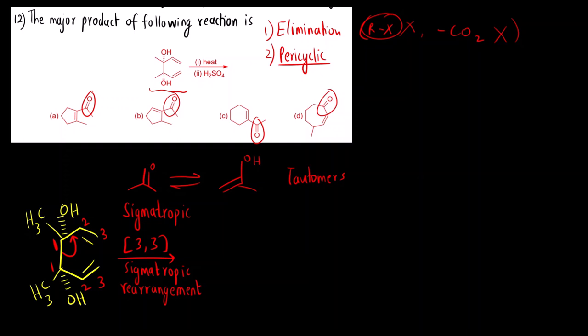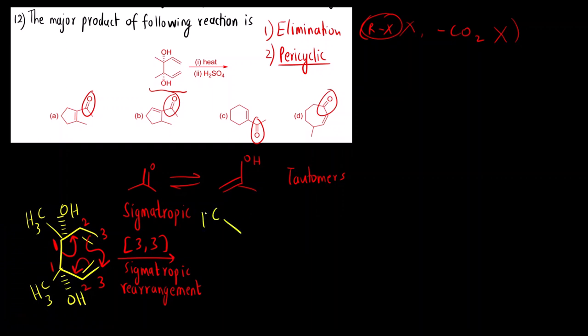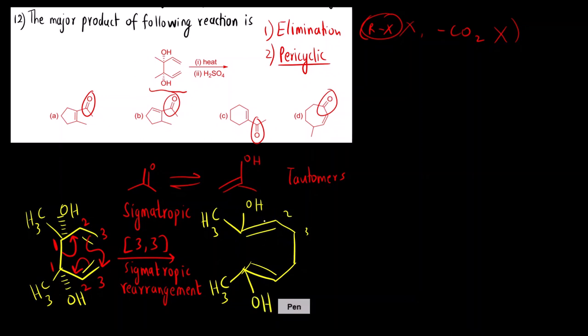Okay, this sigma bond will break, pi bond will come here, this pi bond will migrate here. What will we get? Okay, we will get CH3OH. Here there is double bond that is formed. Okay, 1, 2 and 3. Between 3 and 3, a new sigma bond is formed. Here we have pi bond, CH3 and we have OH. Okay, now you can see there is this enol, ene and ol. So I can make this enol as keto. Okay, what is the next step?